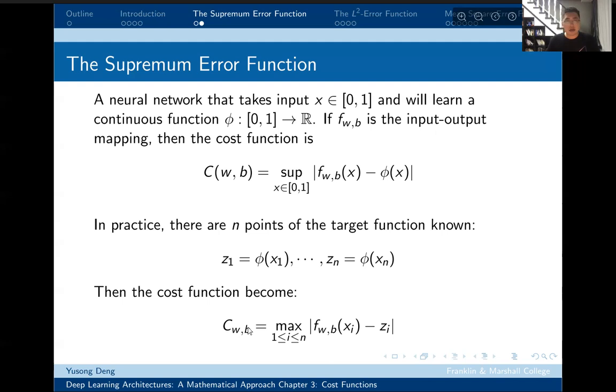Sorry, here I think I made some mistake. This one should be the same as the upper one. Okay, so that is the cost function.